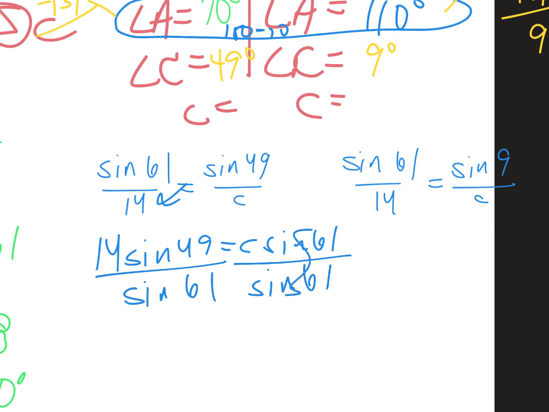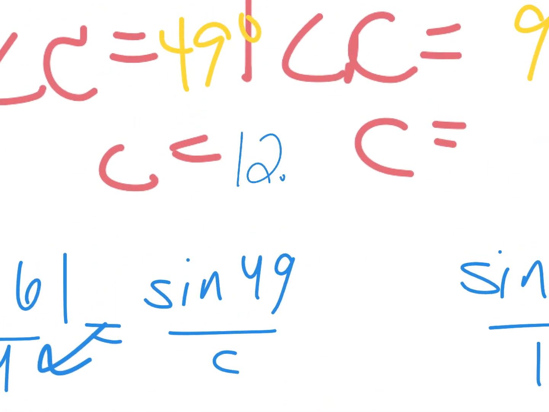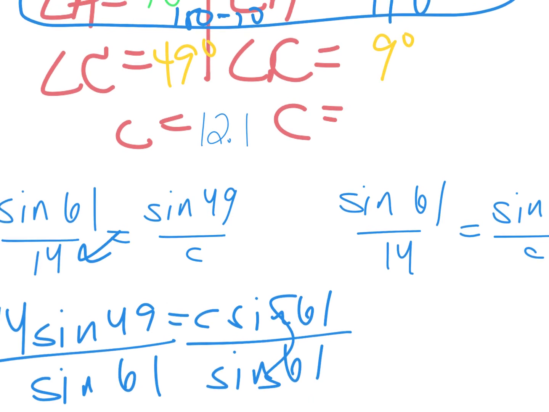And what do we get? How long is C? About 12.08. So C is about what? 12. What do we round to? 12, 1 decimal place. So 12. If you had to round to 1 decimal place, 12.1. Whatever it says to do. Yeah, you have to do whatever the directions say tomorrow.